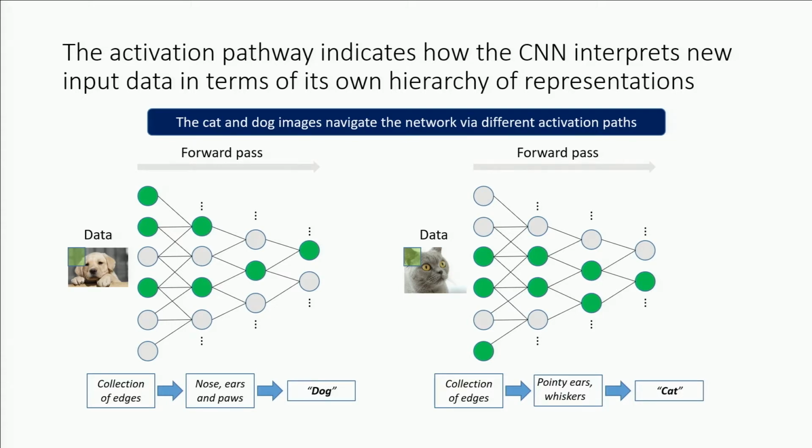Then in the middle sections, maybe the dog hits up and says, right, there's a nose and some floppy ears and a pair of paws. And the cat, we say, well, we've got some pointy ears and some whiskers. And at the end of the day, we combine those higher-level features and say cat or dog. And the key thing, I suppose, is that these activation pathways allow us to understand how the neural network interprets the data points in terms of the examples and templates it's seen. How does it correlate what it's past learned with the new data?